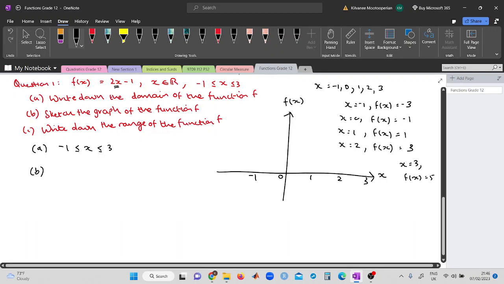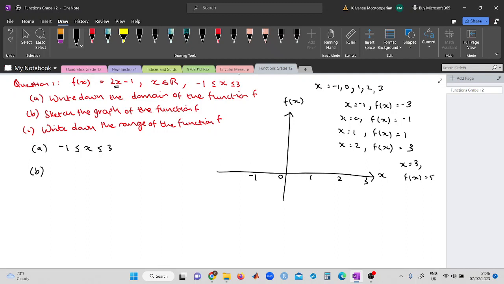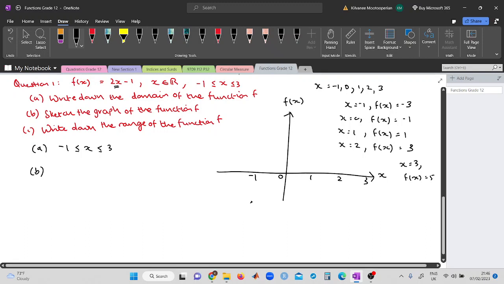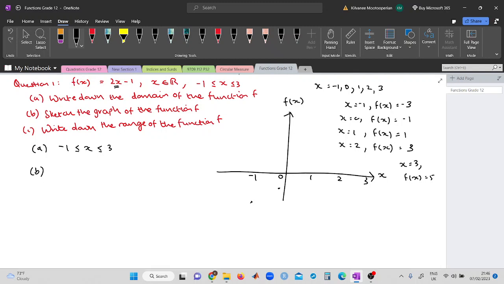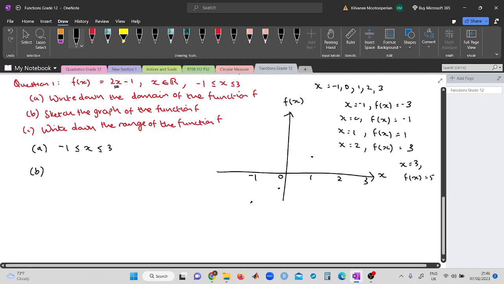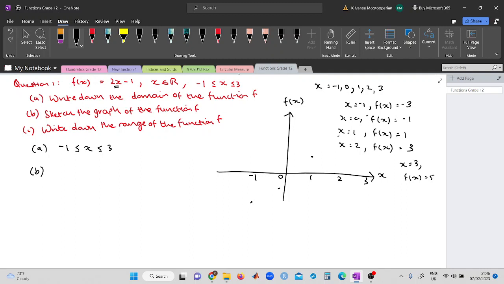Okay, so now we plot the line. When it is minus 1, it is minus 3. We go down a little lower. At 0, it is minus 1. A little bit here. At 1, it is 1. A bit here. At 2, it is 3. Then it goes up, it increases. Then it goes up. Okay, so when you join the line, it's again a straight line. Okay? Now, this is done.